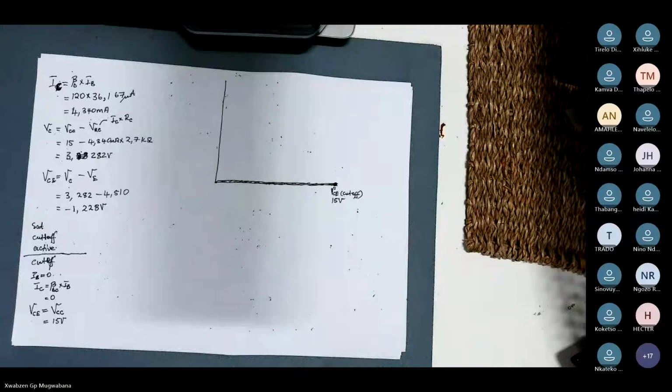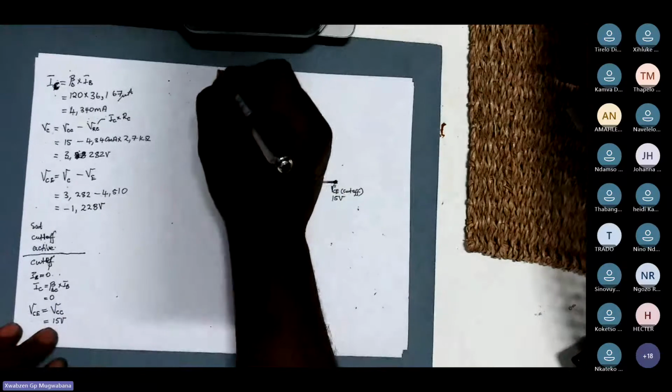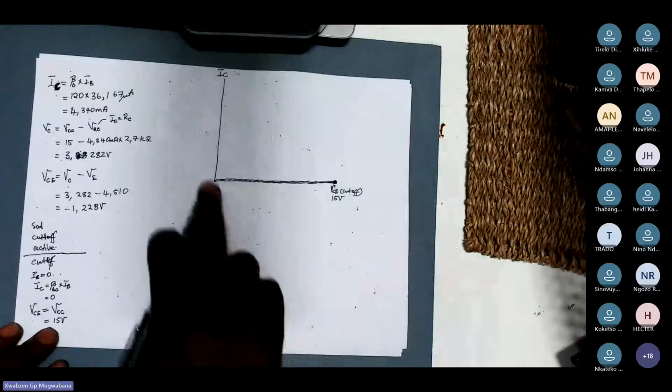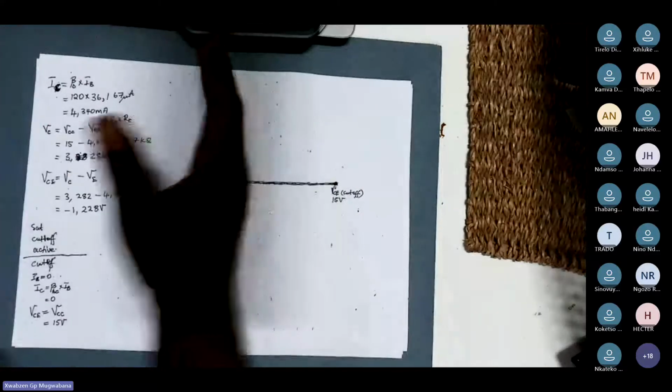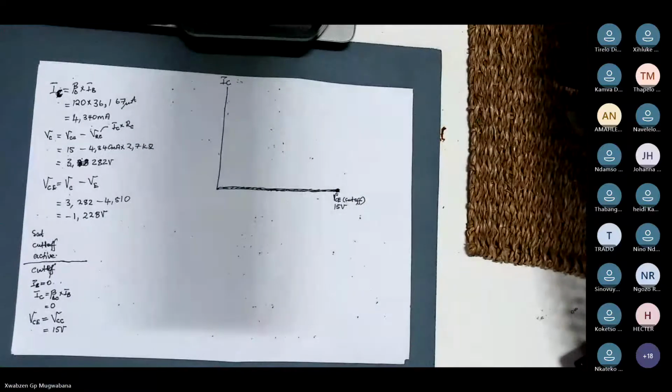Sir, may you please repeat? Which part are you not understanding? Where we draw from, we draw in the collector curve. On your collector curve, this is your IC and this is your voltage, current versus voltage, or voltage versus current. That is your collector characteristic curve. Do you understand that part?